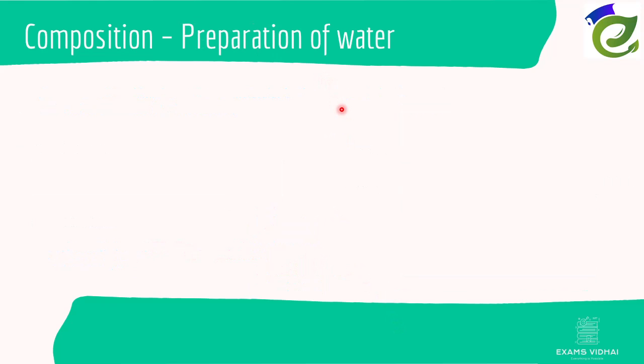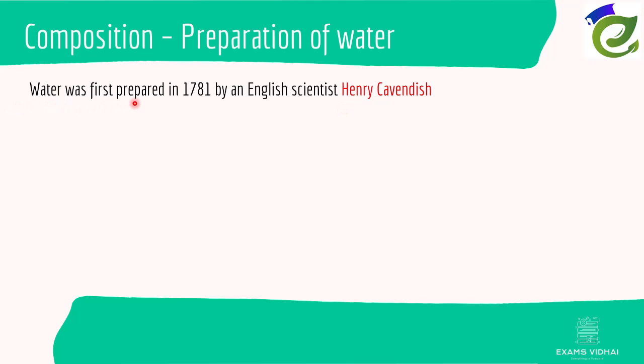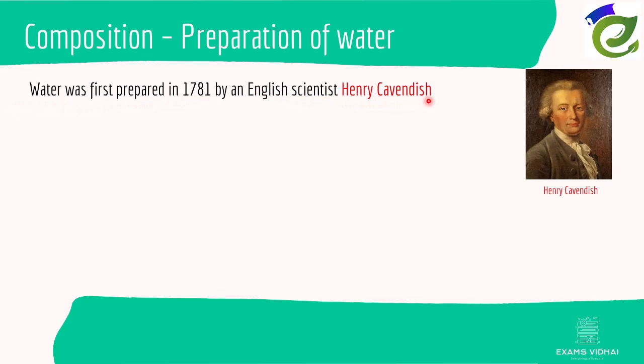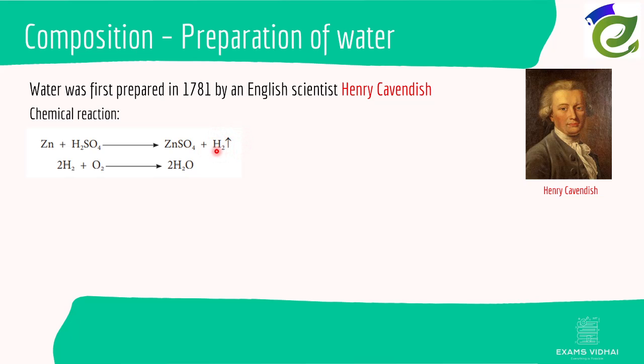Preparation of water. Water was first prepared in 1781 by an English scientist, Henry Cavendish. So this is Henry Cavendish. You may have seen his picture in the textbook as well. The chemical reaction for the preparation of water is adding zinc to sulfuric acid to get zinc sulfate, and then using the hydrogen gas that is also released as a byproduct with oxygen gives water.